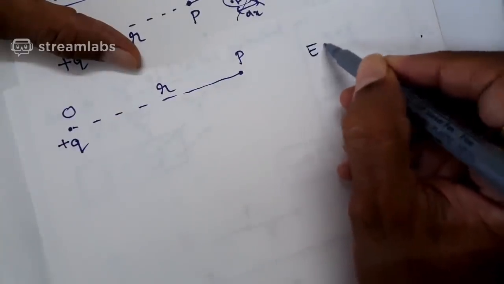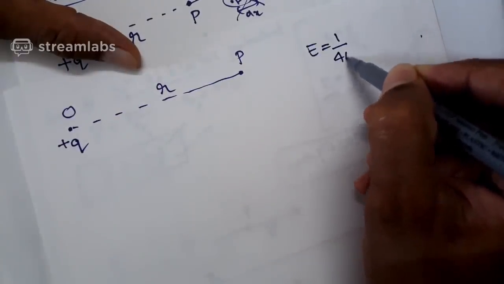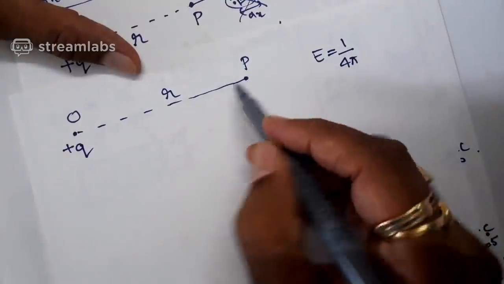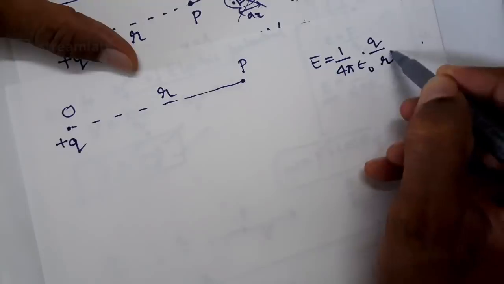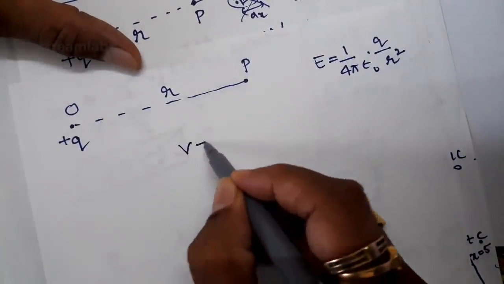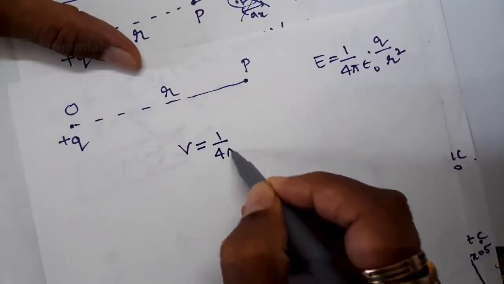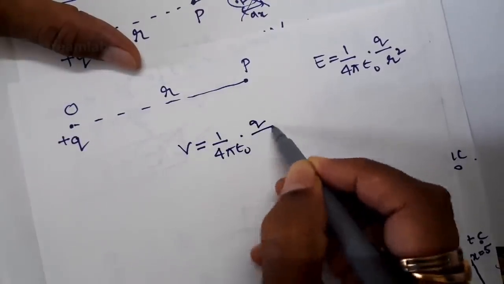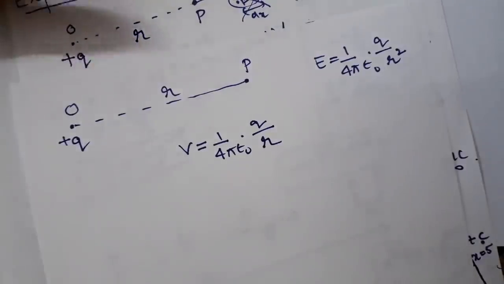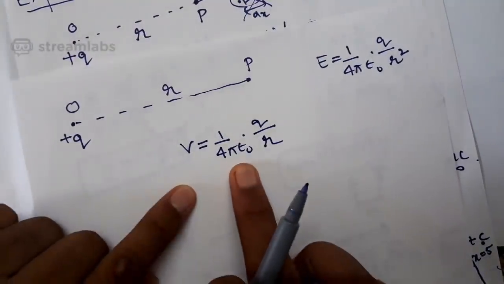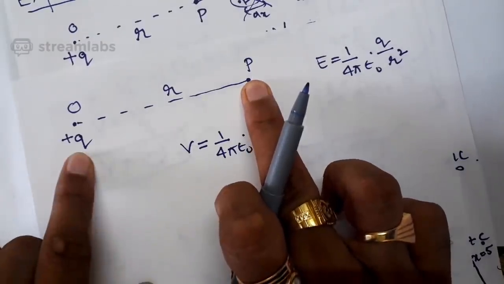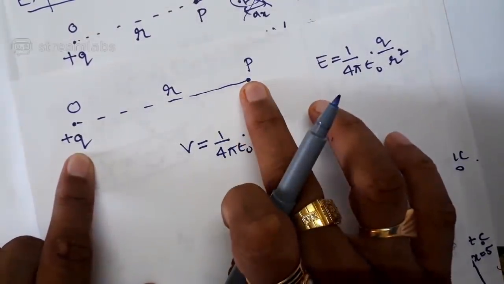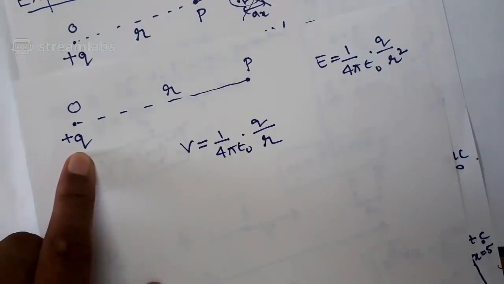Then we already know that according to the derivation, electric intensity at a point P due to a plus q charge is given by the formula 1 by 4 pi epsilon naught into q by r square. Now you know that the electric potential at point P due to a plus q charge is given by the formula 1 by 4 pi epsilon naught into q by r. This is just now we derived. This is the expression for electric intensity at a point P due to a plus q charge. This is the expression for electric potential at a point P due to a plus q charge.